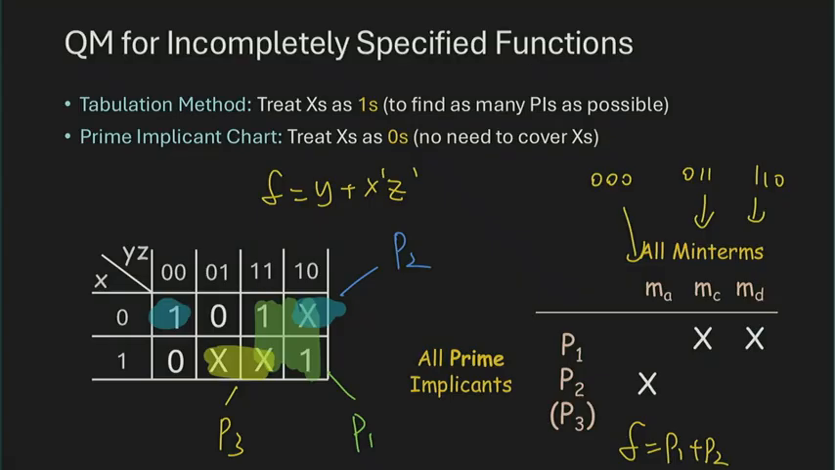All right, so incompletely specified functions are very easy to handle. You'll be conservative when finding prime implicants to find as many prime implicants as possible. But when it comes to the cover problem, we only care about minterms. So only the minterms become columns that need to be covered in the prime implicant chart. All right, any questions?